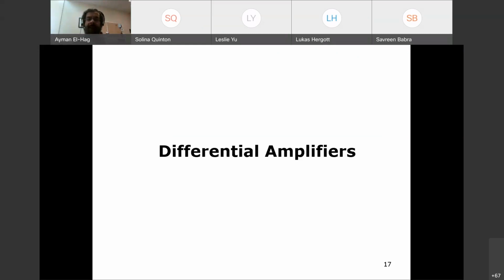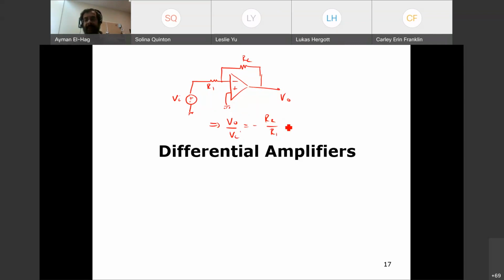Now, let's start. The op amp, as we know it, the most common configuration that we have is the inverting amplifier. So if this is your V input, this is your R1, this is your R2, and here is your output. And we said that the output over the input, which is the gain, equals minus R2 over R1. This is the gain.